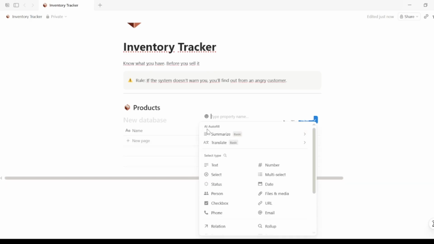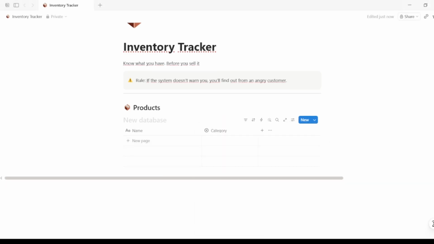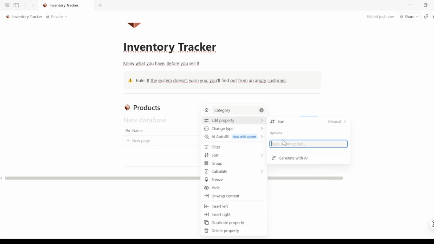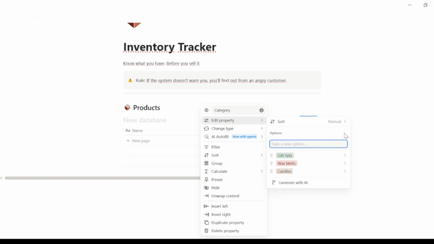First property, category: candles, wax melts, gift sets, and supplies. Marcus wanted 15 categories, 1 for each scent. I told him no. Categories are for filtering, not for describing. If you have 15 categories and 20 products, you don't have categories. You have a list with extra steps.